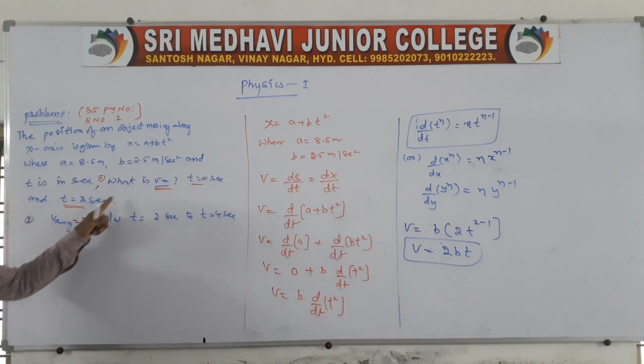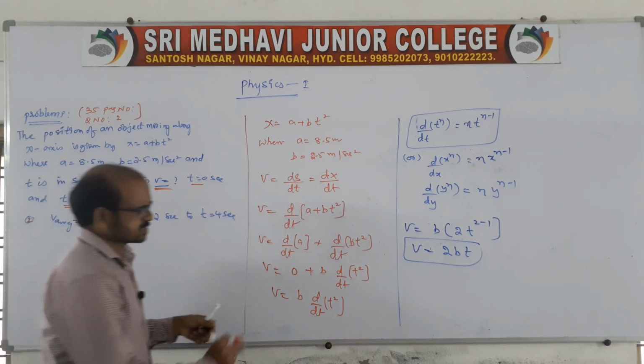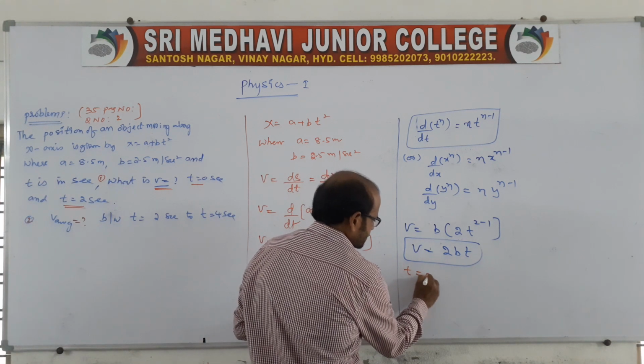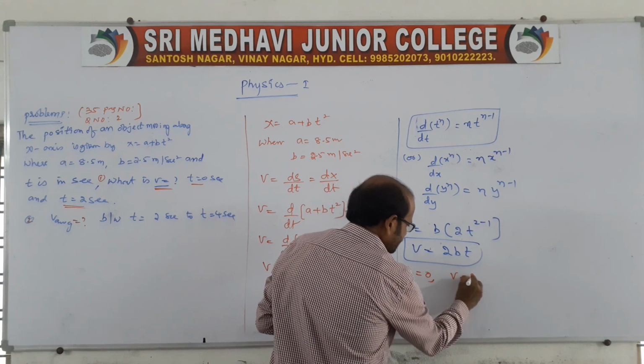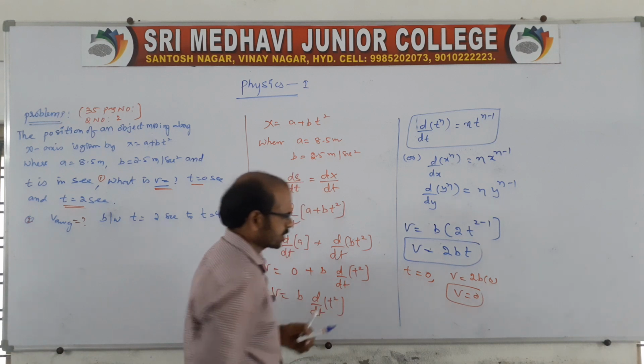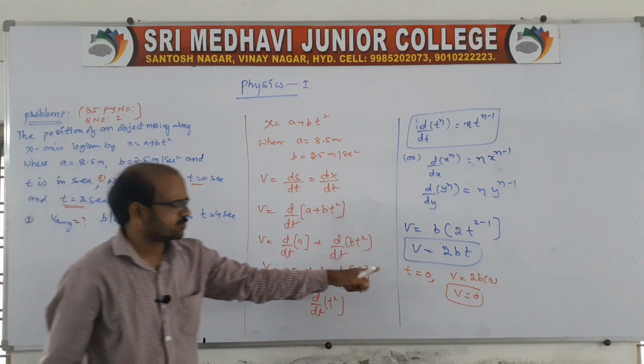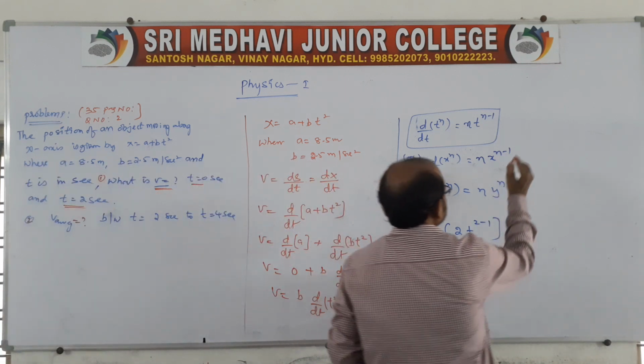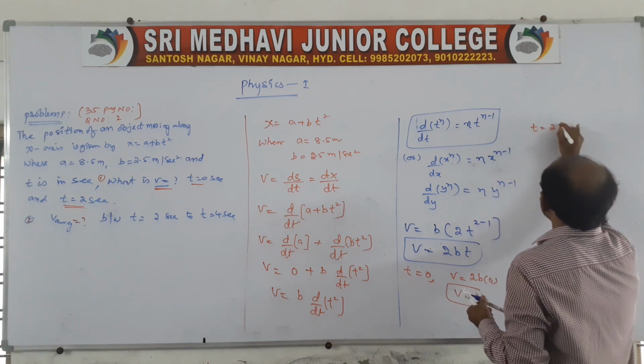So in this situation it is asking what is the velocity at t is equal to 0 and at t is equal to 2 seconds. Let us take first of all t is equal to 0. In this situation, you take 0, then we'll get the velocity 0, because time t is equal to 0 is given. And you go for the second situation, that is t is given as 2 seconds.